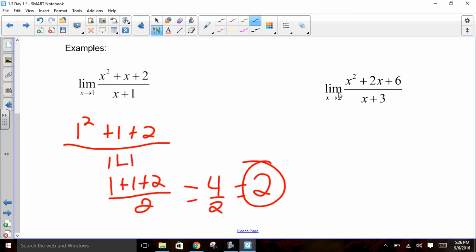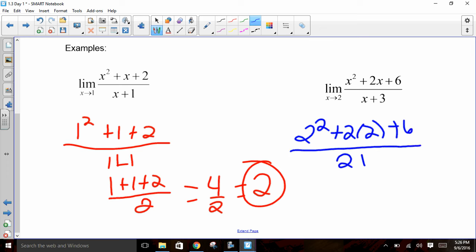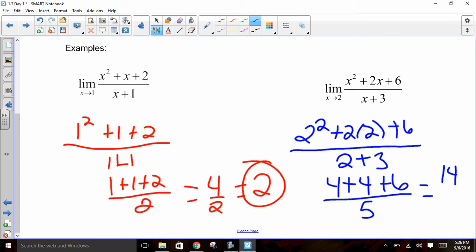All right, last example. Let's take a look. If I plugged in 2 in the bottom, is that going to give me an undefined answer? Nope. Okay, so let's plug it in. So I have 2 squared plus 2 times 2 plus 6 all over 2 plus 3. 2 squared is 4. 2 times 2 is 4. Plus 6. Over 5. 4 plus 4 plus 6 gives me 14, over 5. It's not easily reduced. It makes my life harder if I turn it into a decimal. My answer is 14 over 5.